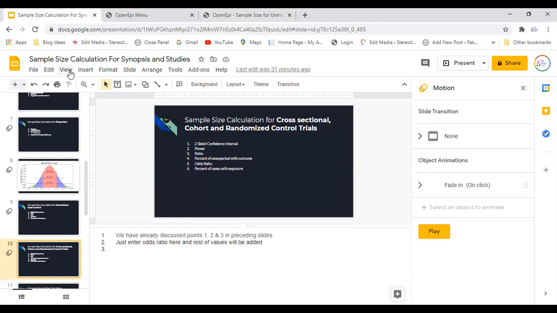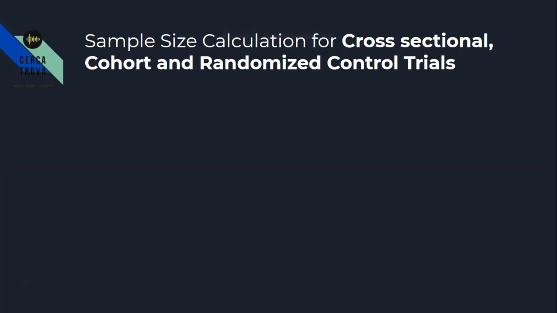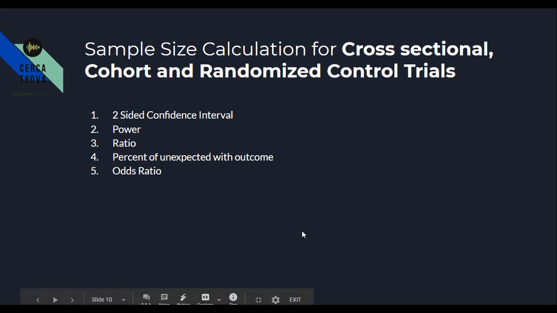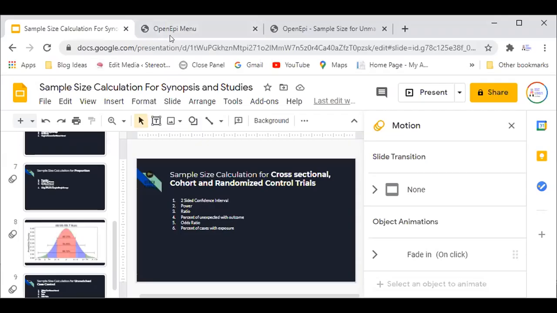and you can do sample size calculation on your own. So now we will be moving on to the next part, that is sample size calculation for cross-sectional studies, cohort, and randomized controlled trials. I have already discussed two-sided confidence interval, power of study, and the ratio. The next thing that you need is percent of unexposed with outcome. Odds ratio, we have discussed in the past slides. And now we will be moving on to calculate the sample size, because people have asked me how this is done, and this is easier than you think. All it takes is 5 minutes and some basic knowledge about the terms.